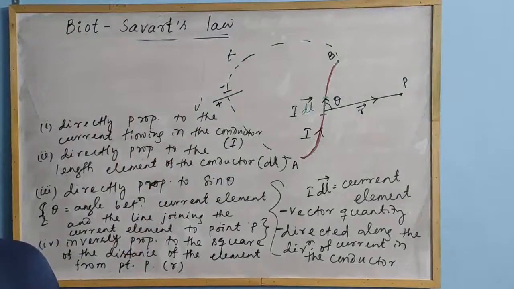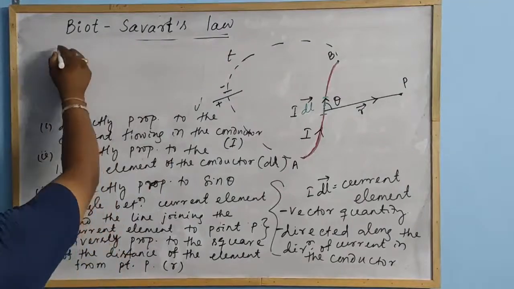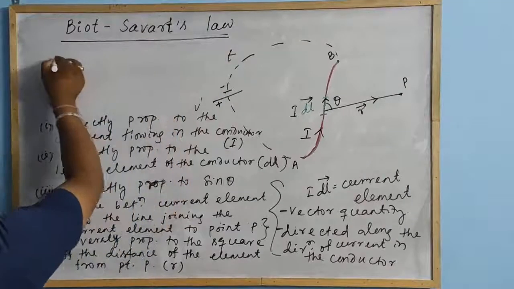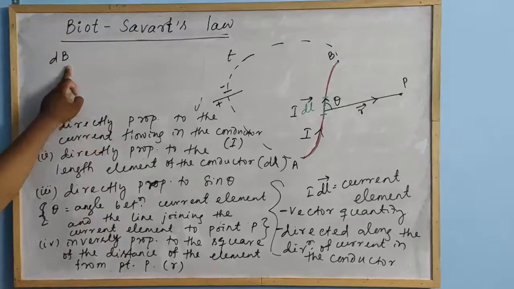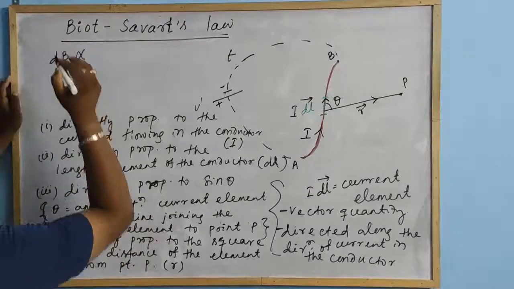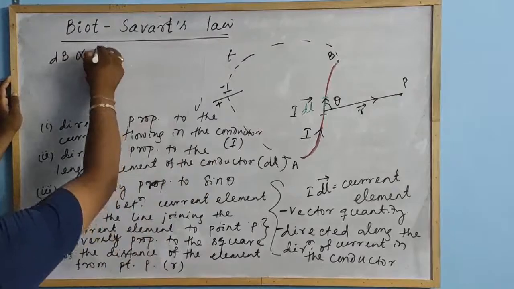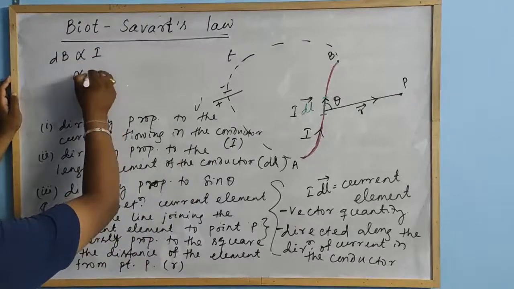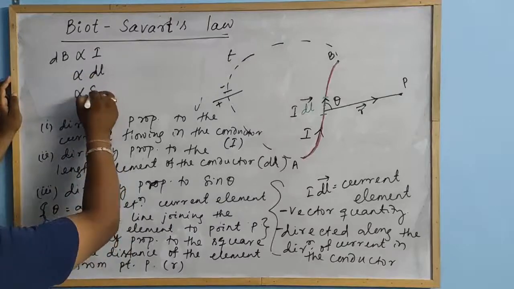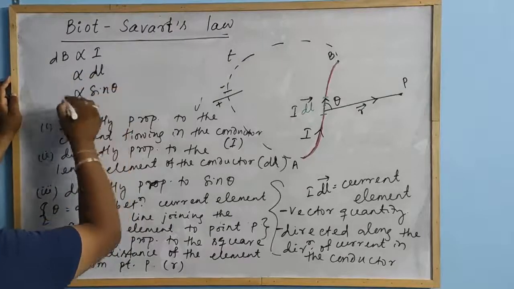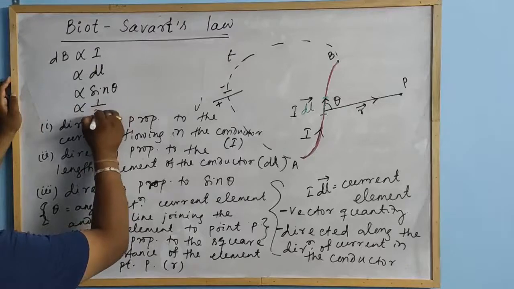One by one I will write. For the small element, the magnetic field naturally I will take small. That is, dB is proportional to I. dB is proportional to dl. dB is proportional to sin theta. dB is proportional to 1 by r square.